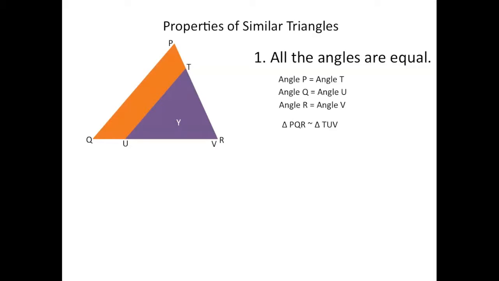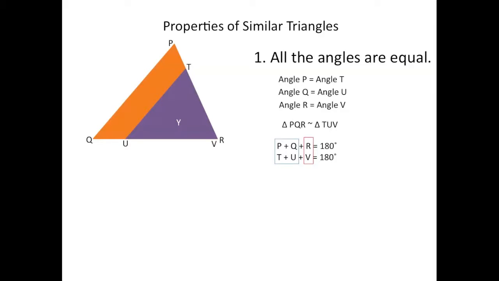One interesting thing about triangles is that all their angles add up to 180. So in triangle X, P plus Q plus R gives you 180 degrees, and in triangle Y, T plus U plus V gives you 180 degrees. So if you notice, the moment when we showed that P is equal to T and Q is equal to U, then automatically R must be equal to V.